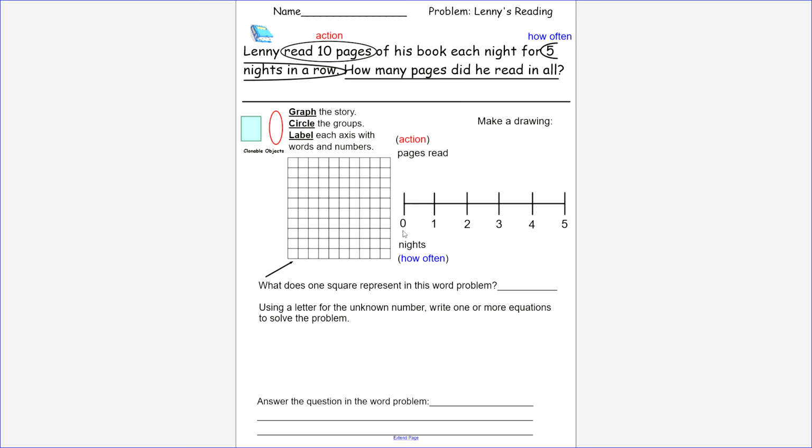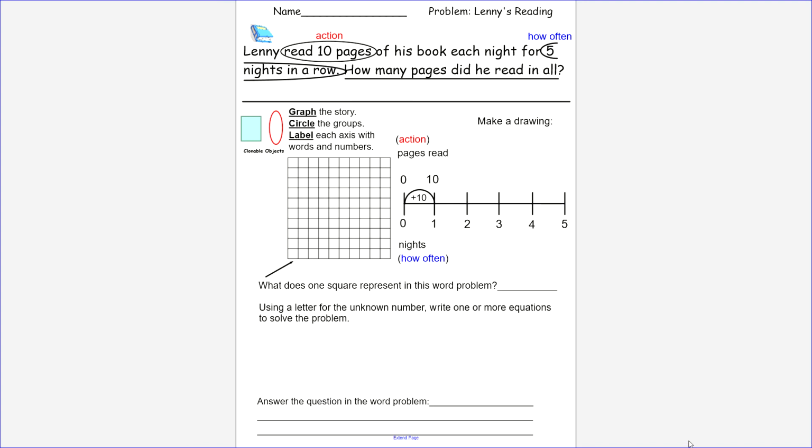We know that after 0 nights, he has read 0 pages. Of course, if he hasn't even started reading yet, it's been 0 nights, then he couldn't have read any pages. But then the first day happens, and we can see in the story problem, it tells us he reads 10 pages every night. So that first night, he's going to read 10 pages. I'll show that with a jump on my number line, and I'm adding 10 because he read 10 pages that night. He had read 0 pages, then he read 10 more, so after 1 night, Lenny has read 10 pages.